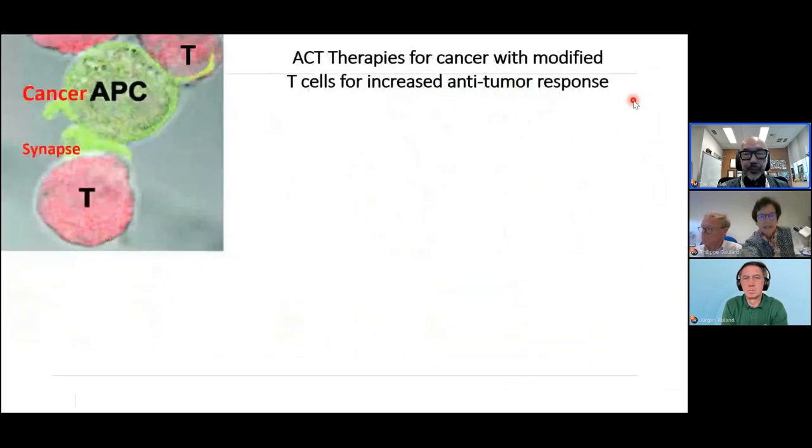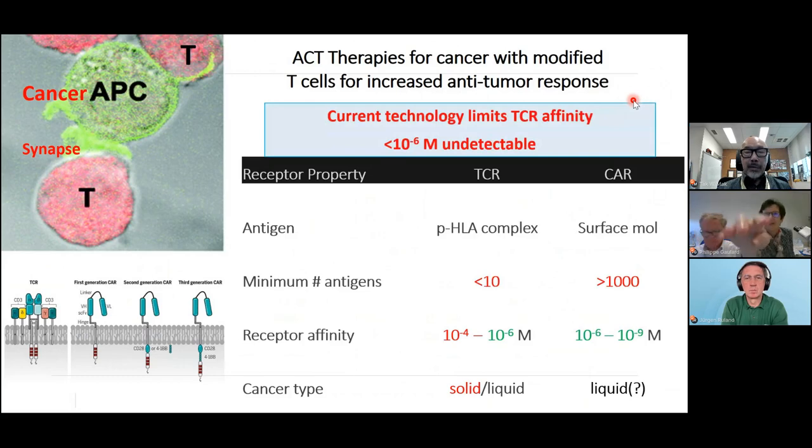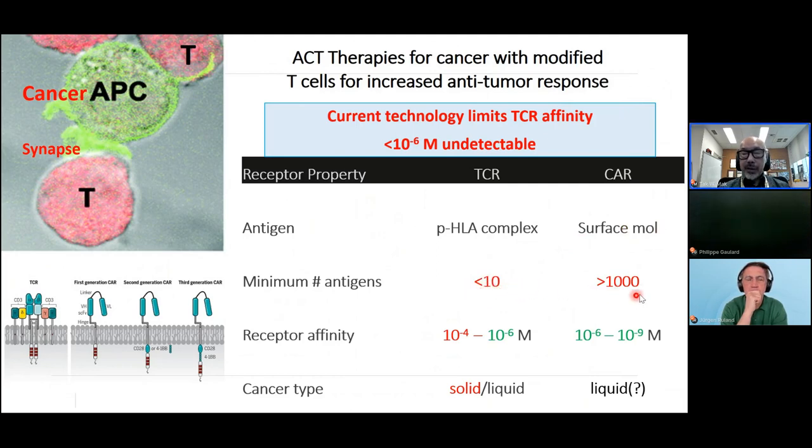Now, the T cell receptor is different from CAR T. First, it recognizes peptide HLA, not a surface molecule. Second, it requires much, much fewer numbers of molecules, making it potentially very sensitive compared to CAR T, which requires over 1,000 molecules.